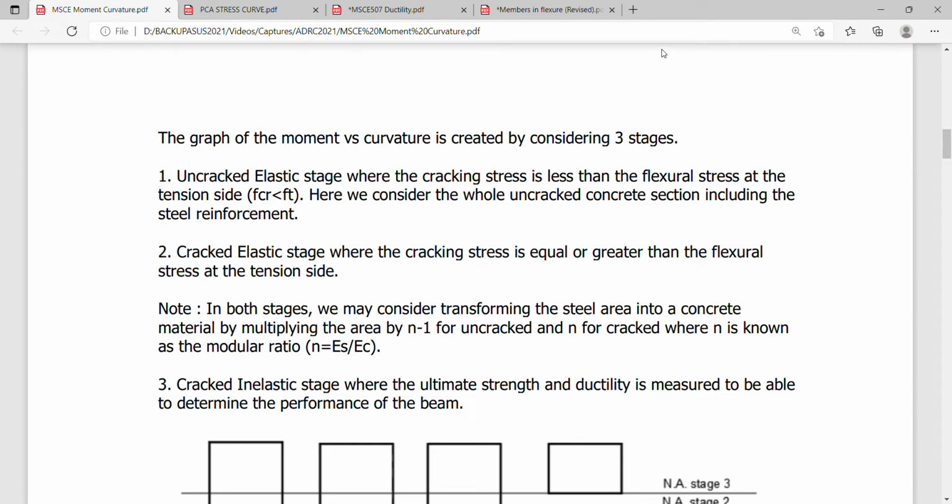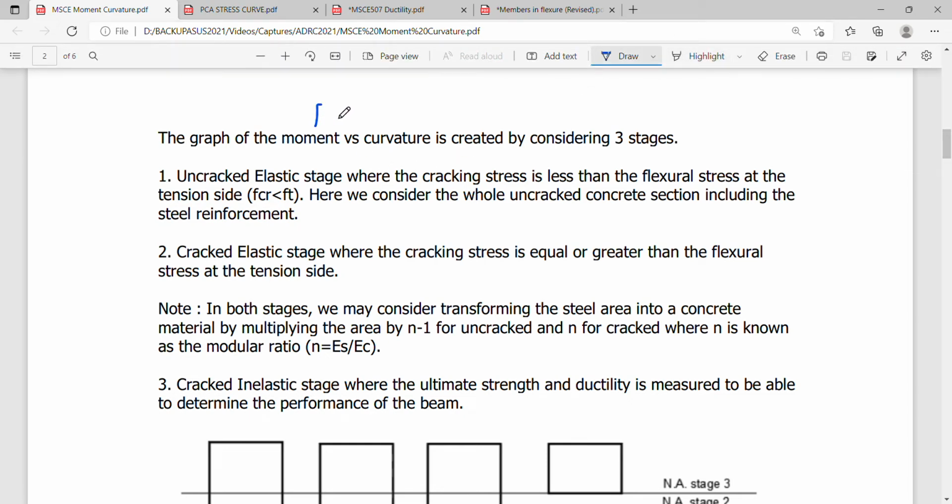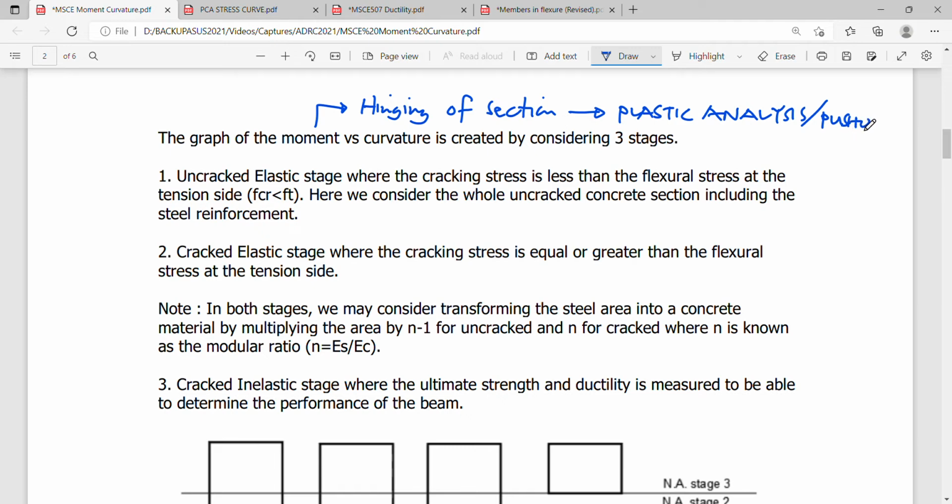Okay, but before I proceed with these three steps, I'd like to stress that this moment curvature is very important when we deal with the hinge or the hinging property of sections when you consider a plastic analysis. Okay, so the hinging of the section in the plastic analysis or the limit analysis is very important. Also in pushover analysis, because pushover analysis considers the hinge property of your section, this moment curvature graph is also very important.